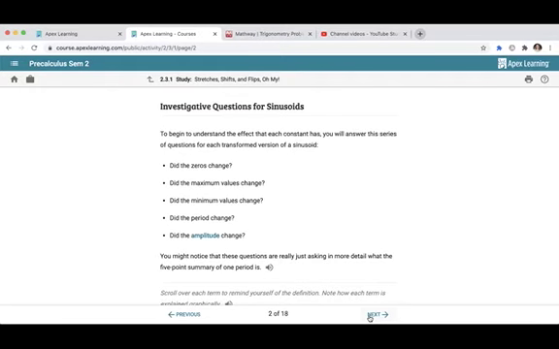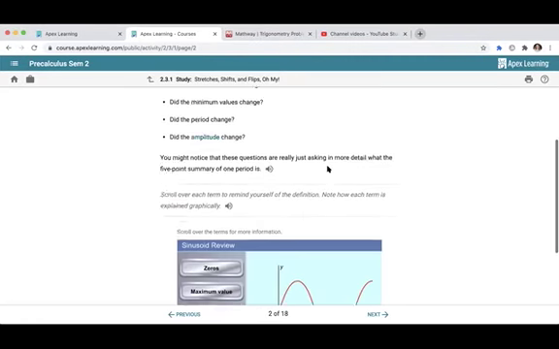So in general here, to understand the effect that each of those constants have, or to figure out if I put a constant somewhere in my function, how is it going to change my graph? Okay, so there's basically 5 questions here. Did the zeros change? Did the max or the min values change? Did the period change? And did the amplitude change? Amplitude is a new word for us in math, but it should be a familiar word for you that we used in chemistry class. Amplitude, again, being the height of the wave.